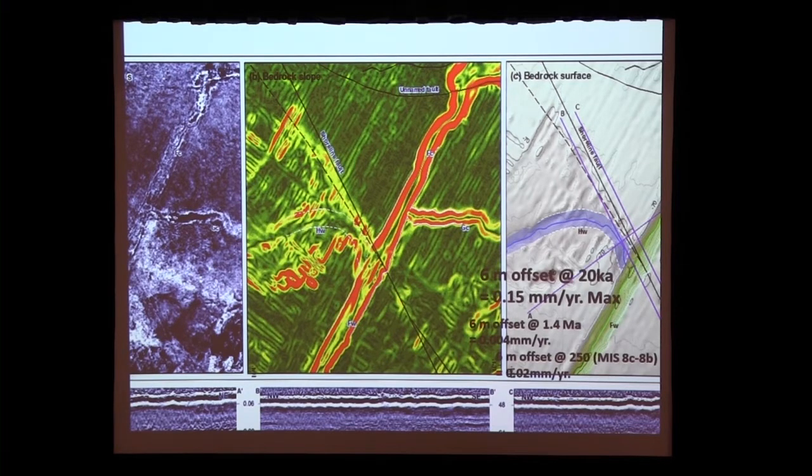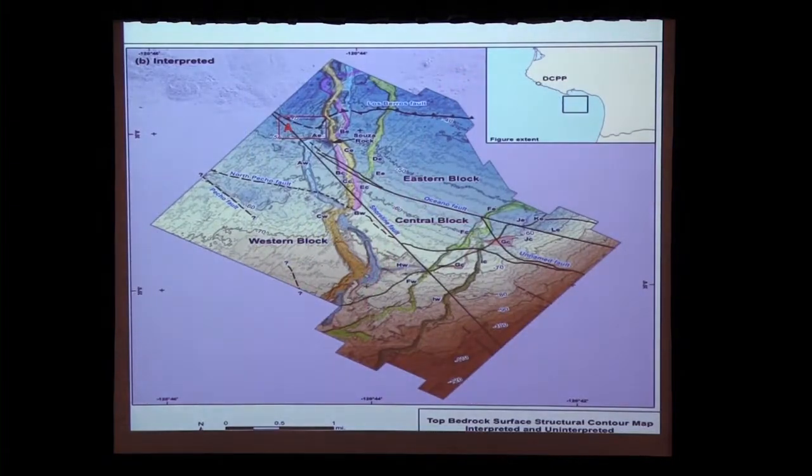And then we have a range of offsets here. If we use 250,000 years, we have 0.004 millimeters. Or if we use 1.4 million years, we have 0.004 millimeters. And then we have 0.02 millimeters if we use 250,000. So that's the range that this offset should be. But my preference is 0. Okay, let's go to the next.